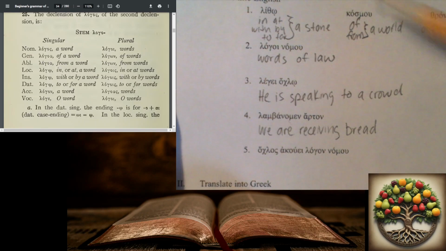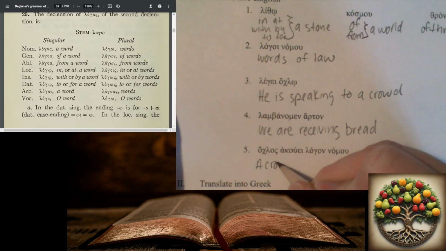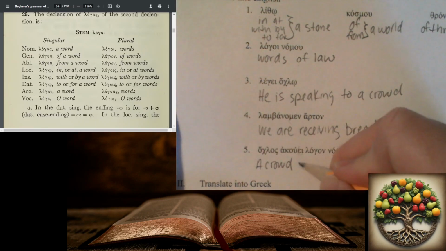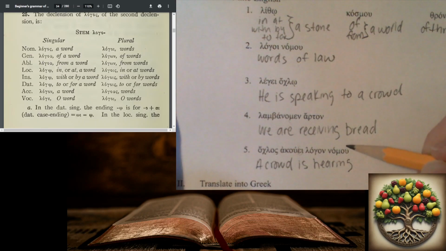Number 5, oxlos akue logon namu. This is in the nominative. It is going to be the subject. So a crowd is going to be the subject of this sentence. Here we have akue. This is that third person singular he, she, or it. In this case, it references the crowd. And the rest of the sentence, logon namu, a word of law.